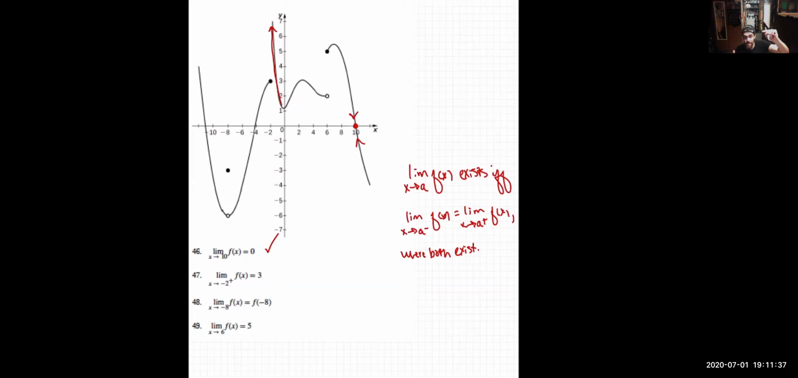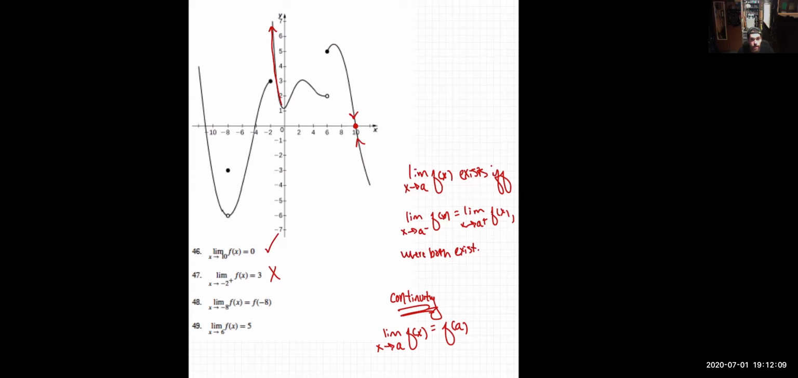From the left, it's coming to -2. It's actually defined at -2, but from the right, this is not the case. So this is false. 48, the limit as x approaches -8 of f of x equals f of -8. This is referring to the definition of continuity. So we're going to have continuity if the limit as x approaches a of f of x is just f of a. That means everything I'm approaching from the left and right, I'm just plugging in that point. Let's see if that's true.